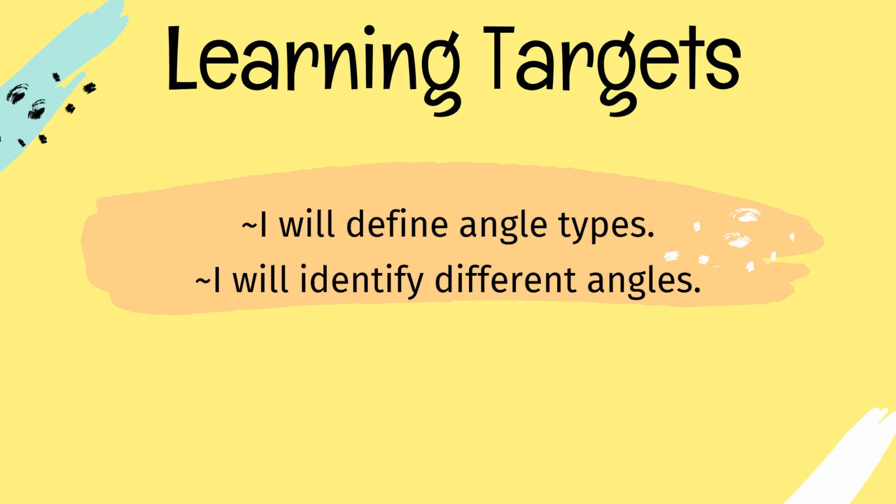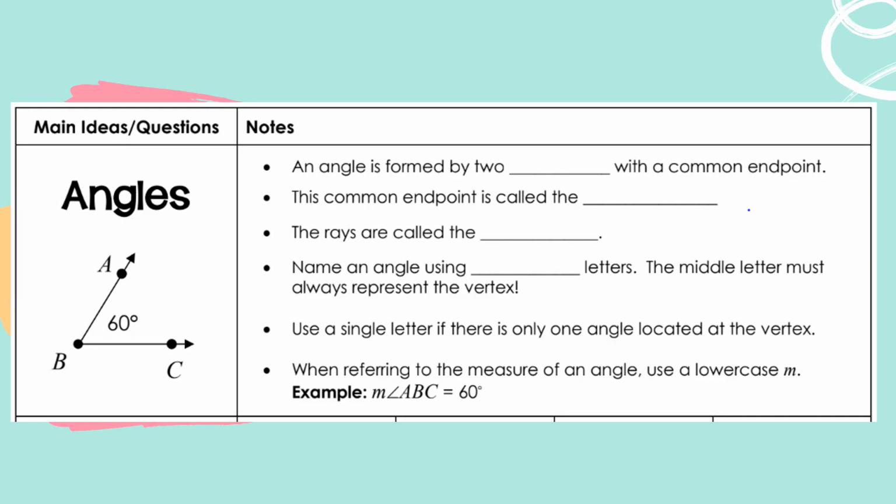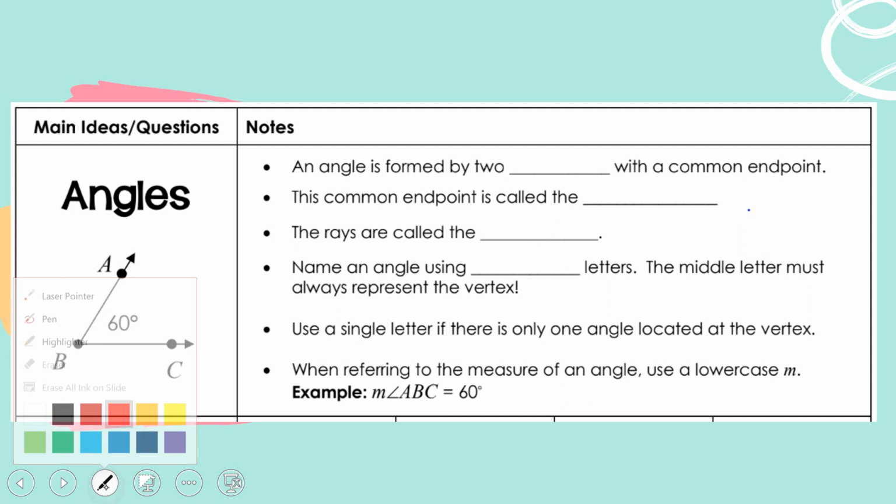Yes, today we're going to talk about angle relationships, and our learning target is that I can define angle types and I can identify different angles. So first we're going to start out with angles. An angle is formed by two rays.